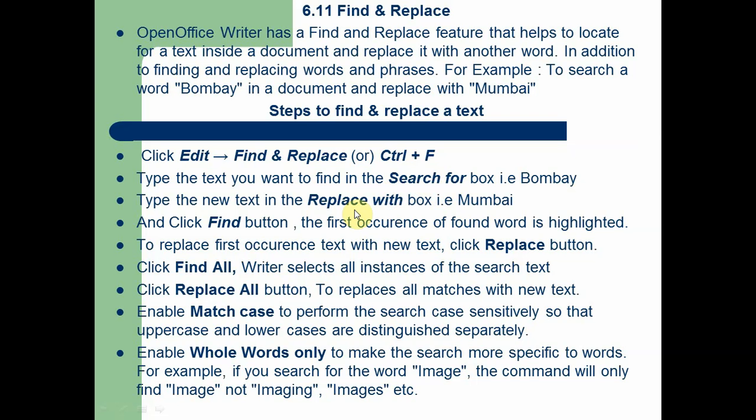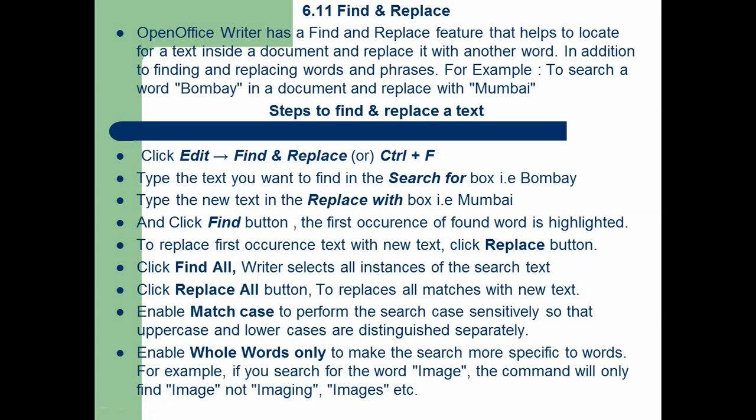After typing the search for value and replace with value, we can use the different buttons for replacing. Number one, if you click the find button, then the first occurrence of the search word will appear, and if you press the replace button, then that found text will be replaced once. If you press find all, then all the occurrences of the search for text value will be highlighted, and if you press replace all, then all the words which we found will be replaced with the new value typed in the replace with box.